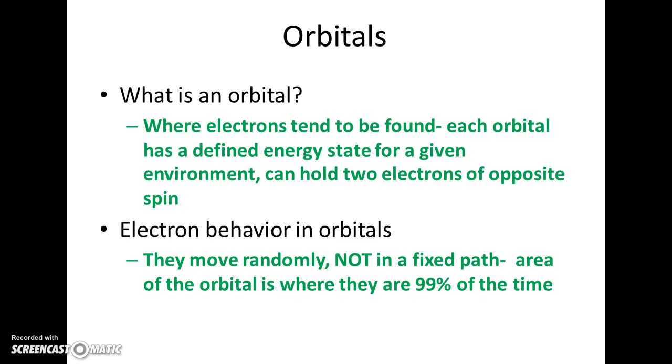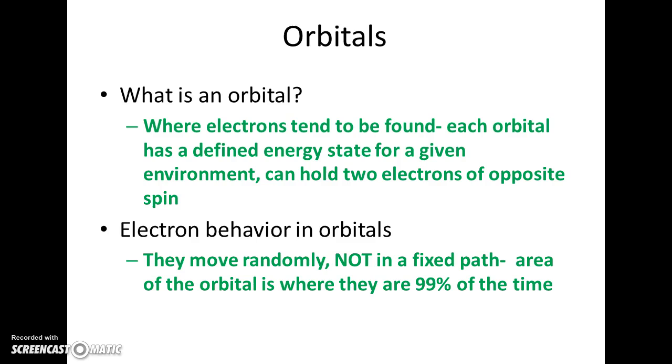So basically an orbital is just where electrons tend to be found. Each orbital has a defined energy state for a given environment and can hold 2 electrons of opposite spins. So we just talked about how 2p can hold 6 electrons. So the 2p sublevel can hold 6 electrons. So that must mean that there are 3 2p orbitals: 2px, 2py, and 2pz.